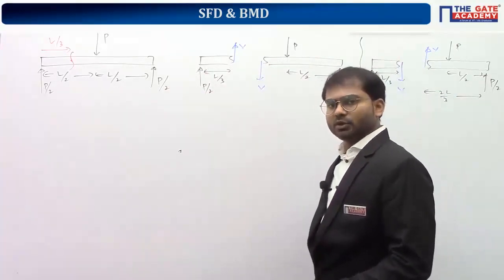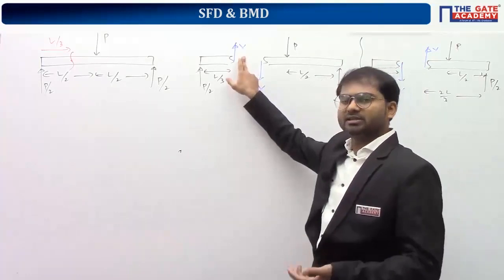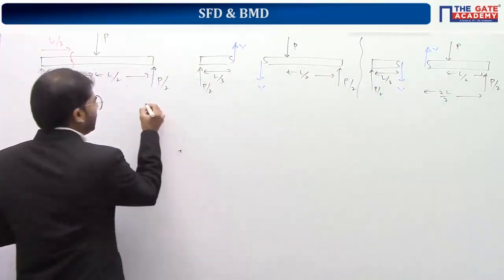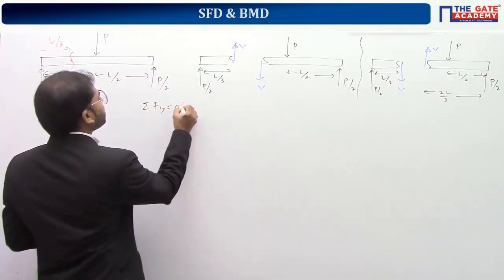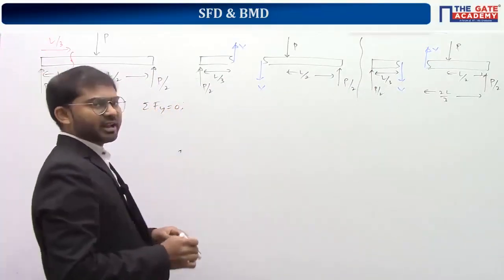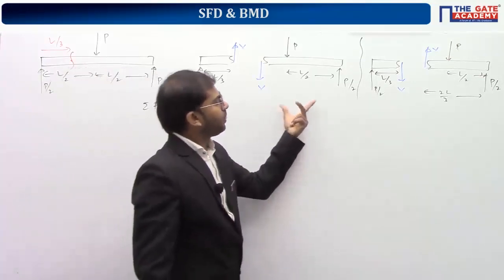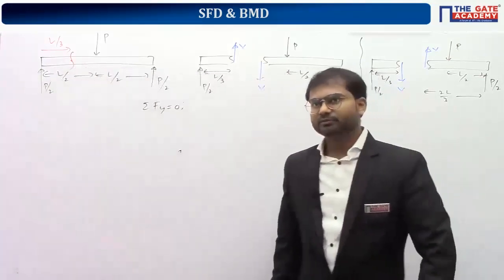So here, to get the value of V, we can apply the condition that net force in y direction is equal to 0. Because we are evaluating the force, we can apply the condition that net force in y direction is equal to 0 and get the value of shear force V here, here, here, here, and let me know.